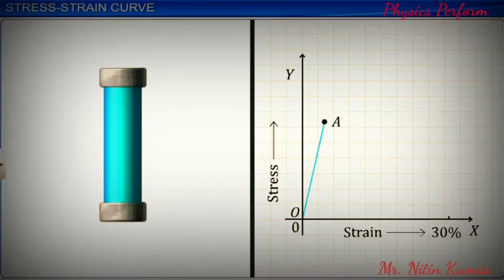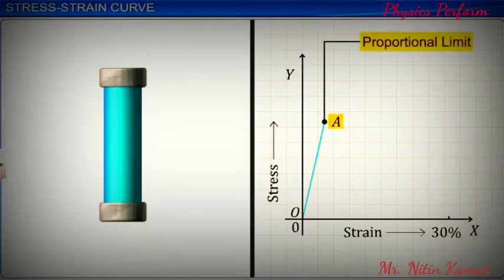As the strain increases further, the graph no longer remains a straight line. However, in the region of the graph between points O and B, if the load is removed at any point, the body completely regains its original length.